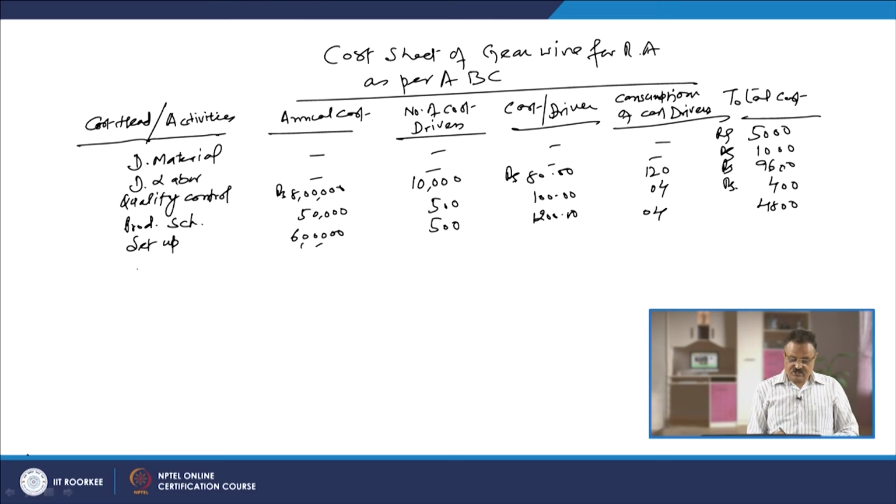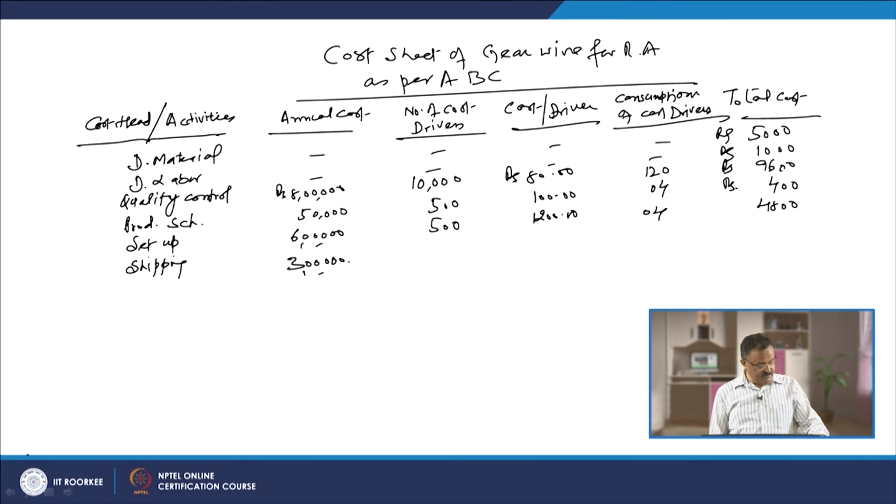Now, we talk about the shipping, cost of the shipping. Shipping is another activity, and the total cost of the shipping is given to us. If you calculate the total cost of the shipping, how much is it? It is 3 lakhs. What are the total shipments we have done here? The containers shipped are 60,000. So, you have to divide this 3 lakhs by the 60,000.